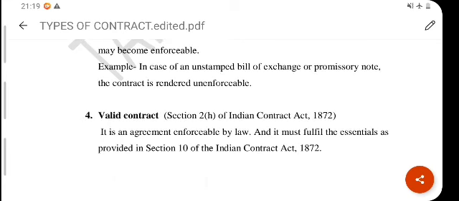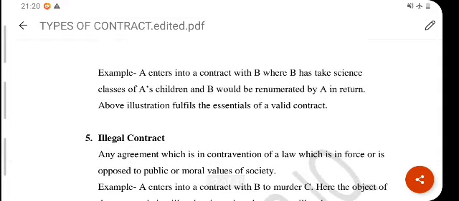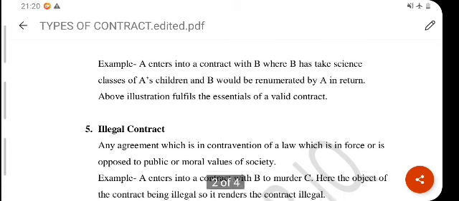Fourthly, valid contract. It is defined under section 2H of the Indian Contract Act. We often enter into contracts in our daily life. For example, when we purchase vegetables, we also enter into a contract. So, any agreement enforceable by law is a contract, but it must fulfill the essentials as provided under section 10 of the Indian Contract Act. For example, A enters into a contract with B, where B has to take science classes for A's children and B would be remunerated by A in return. So, the above illustration fulfills the essentials of a valid contract.